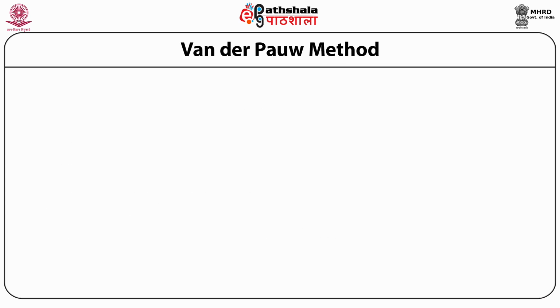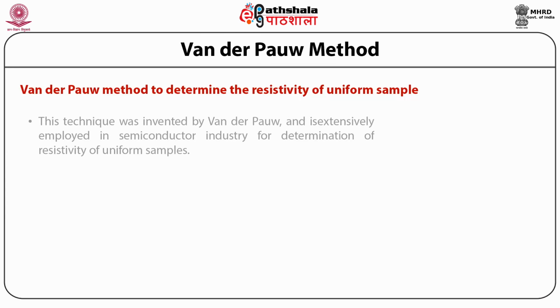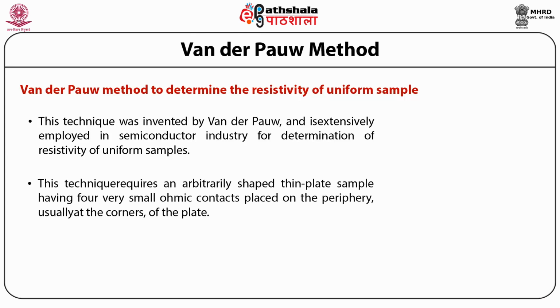Next, let us see about the Van der Pauw method to determine the resistivity of the uniform sample. This technique was invented by Van der Pauw and is extensively employed in the semiconductor industry for determination of resistivity of uniform samples. The technique requires an arbitrarily shaped thin plate sample having four very small ohmic contacts placed on the periphery, usually at the corners of the plate.